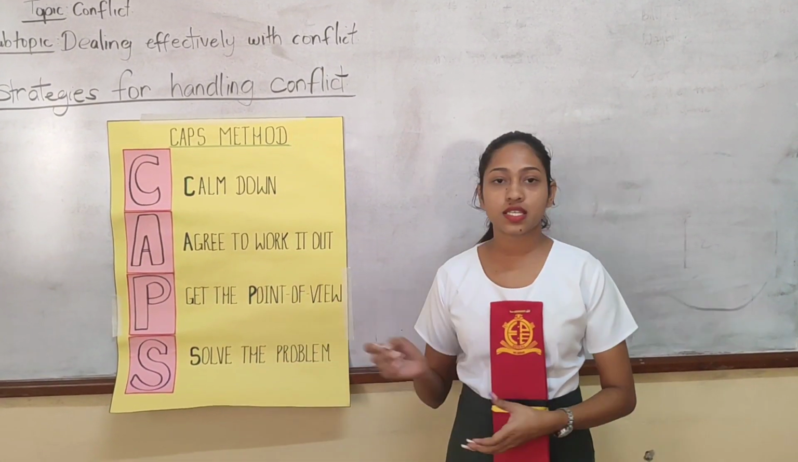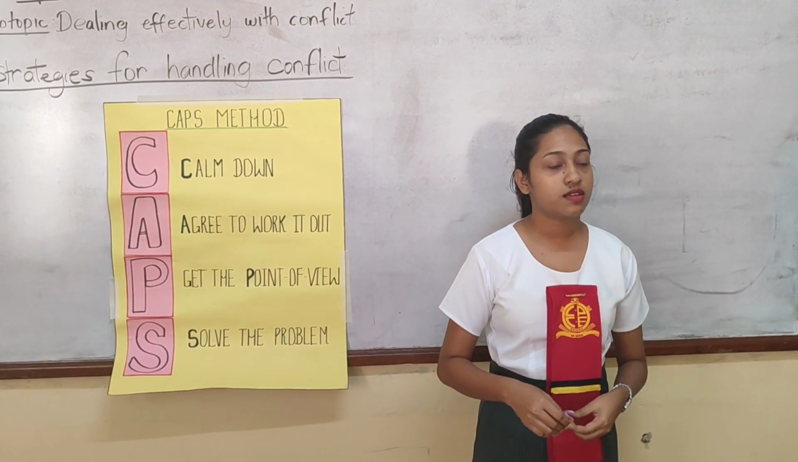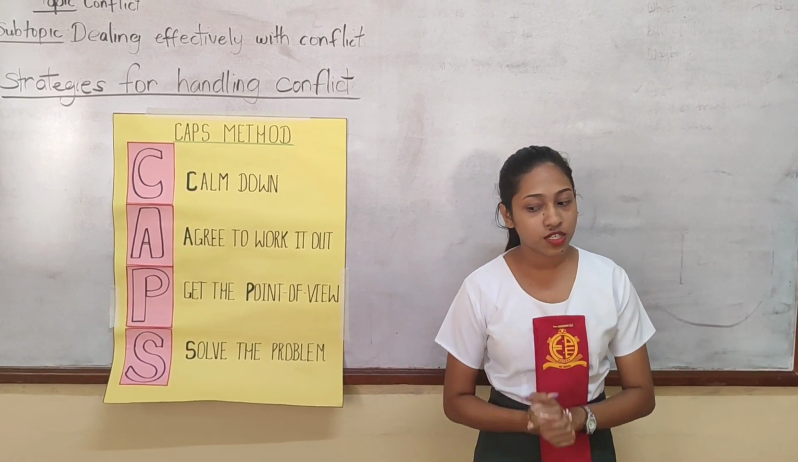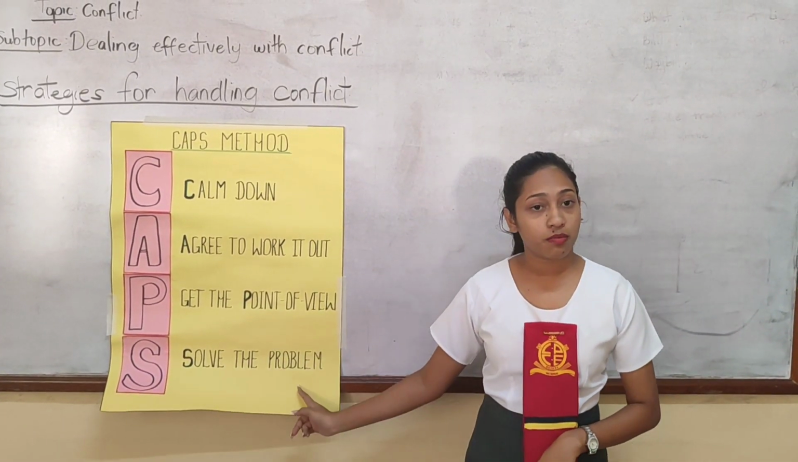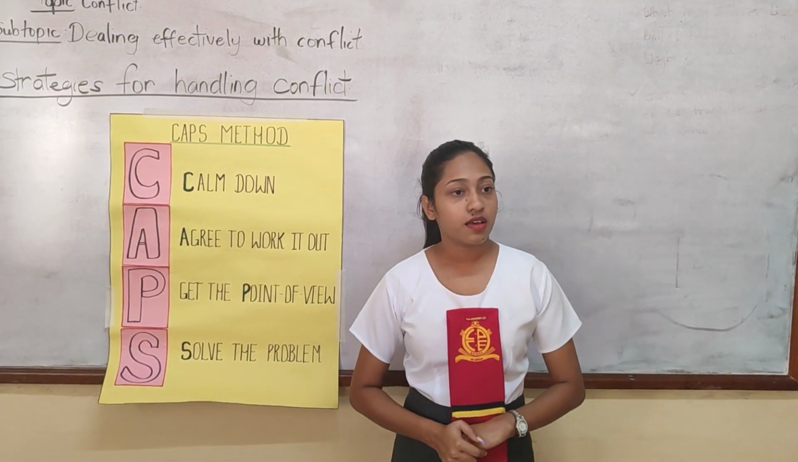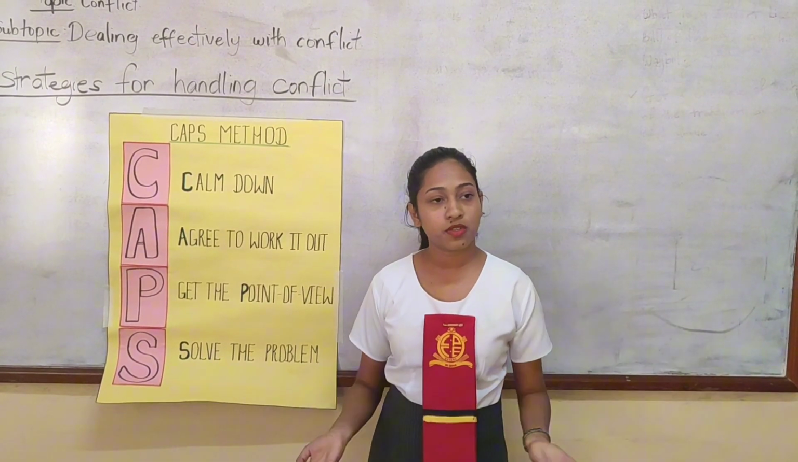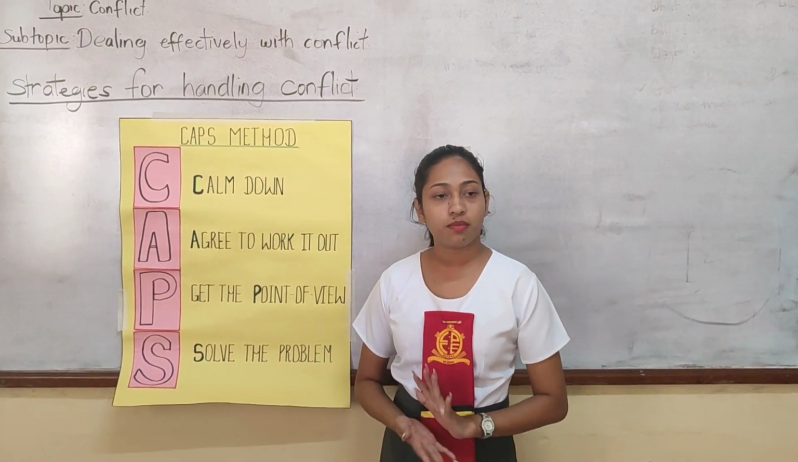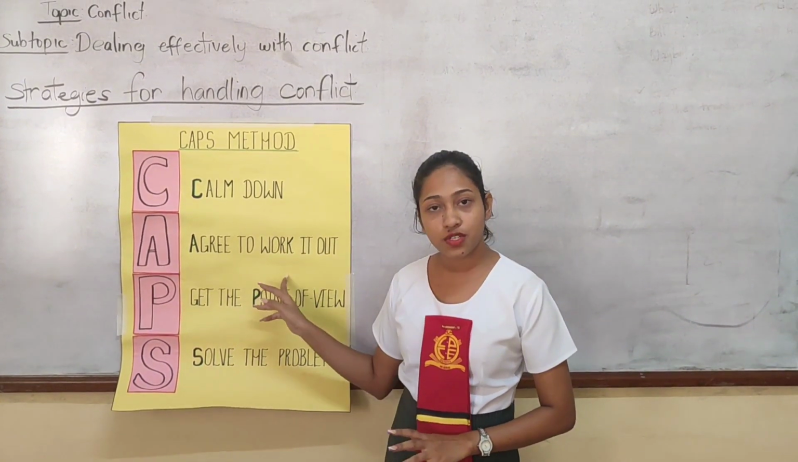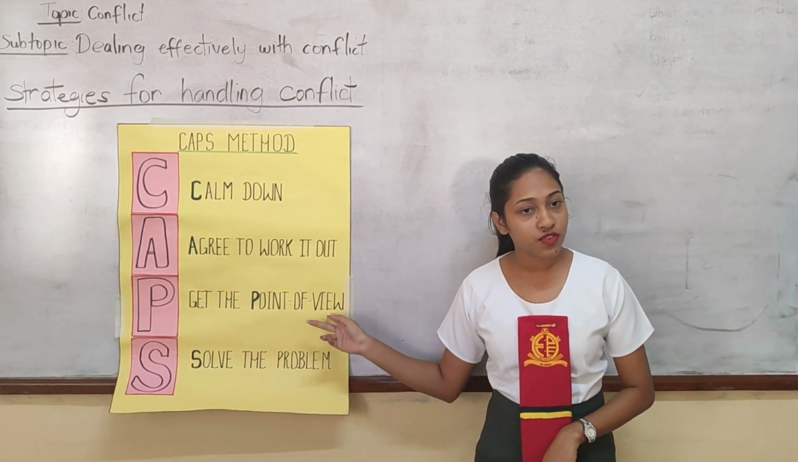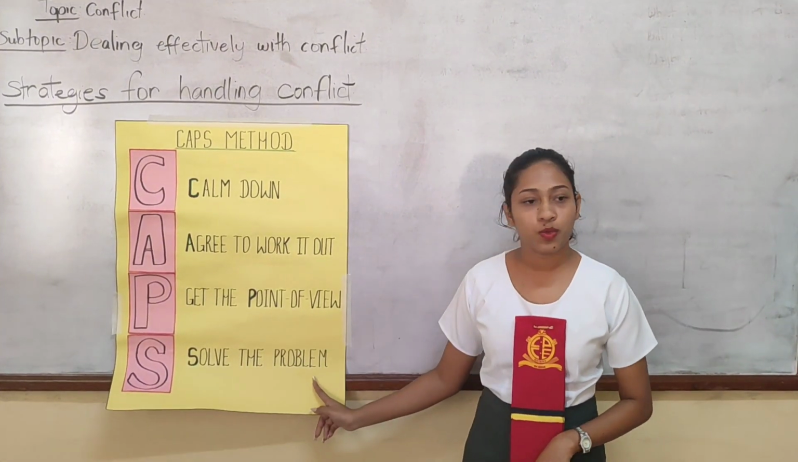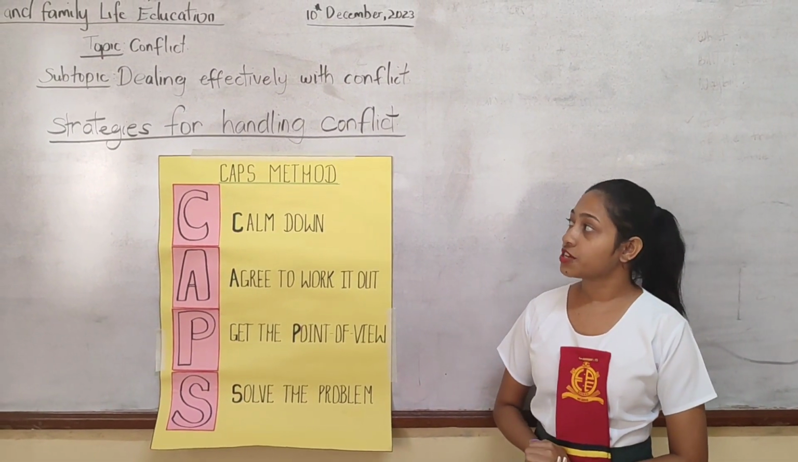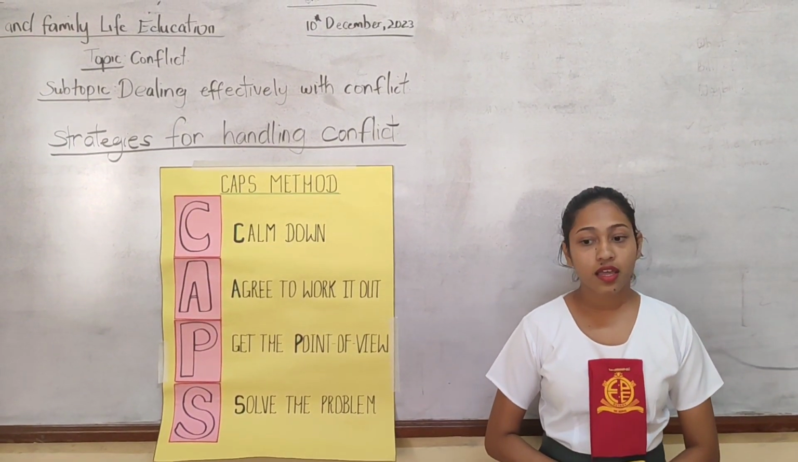Now, if the person says that no, that is his sharpener, alright, you say alright, you go, you search in your bag, that's solving the problem. You go back, you search in your bag, and maybe if you find it there, now the problem is solved. So instead of going irrationally to your colleague, you try to go calmly, calm yourself, agree to work it out, get the point of view of the person, and resolve the problem. You get back your sharpener. Alright? So there are more strategies for handling conflict, and I will list them on the board.